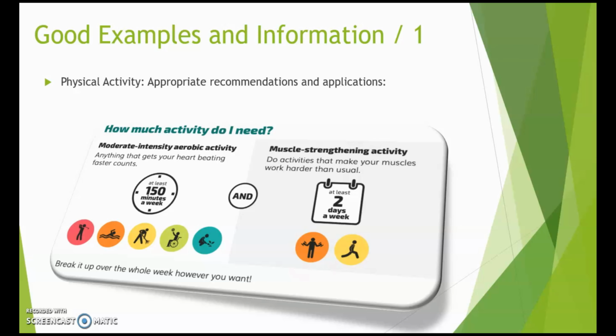How much activity, physical activity, do I need? You can see here, moderate intensity aerobic activity, anything that gets your heart beating faster counts. At least 150 minutes a week of moderate intensity aerobic activity, plus, see the "and" in between, muscle strengthening activity. Do activities that make your muscles work harder than usual at least 2 days a week. Break it up over the whole week however you want.